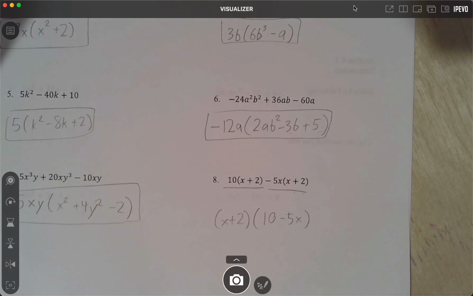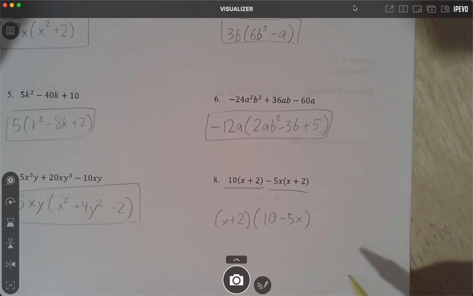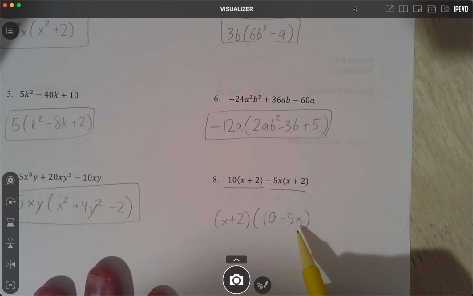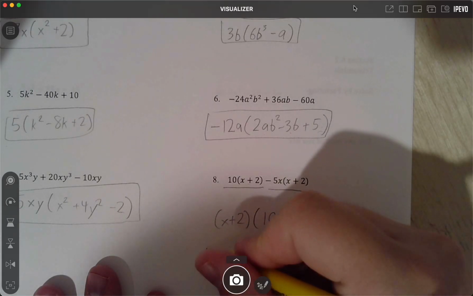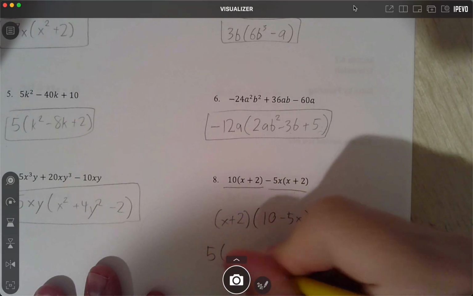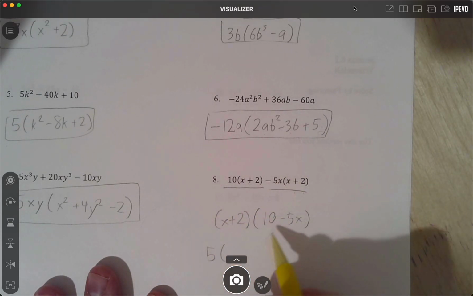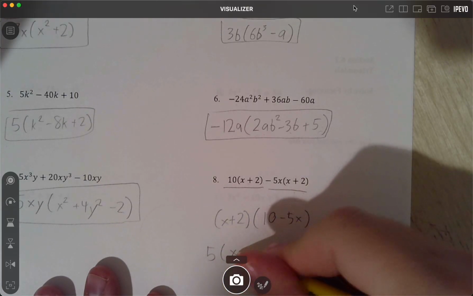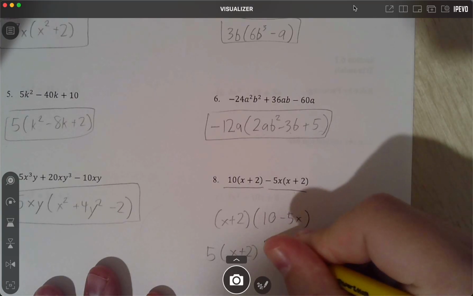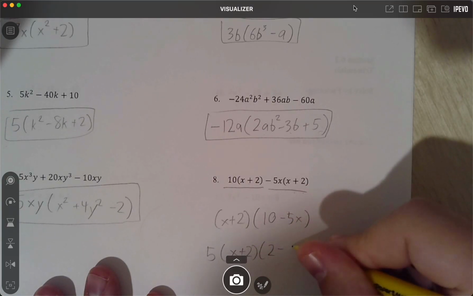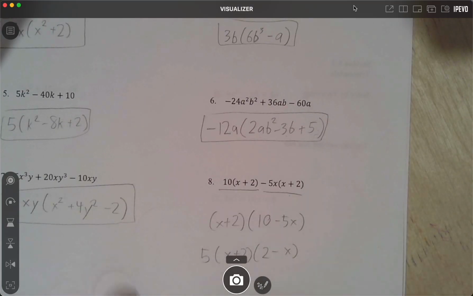Now here's the issue though. This time we're not done, because look at this linear factor. When I look at 10 and negative 5x, they actually share a 5. And so what I can do is, because we're multiplying, I can take out the 5 and not just put it right here in between, but move it all the way out front, because multiplication can be done in any order, and see that I'm left with 2 minus x.